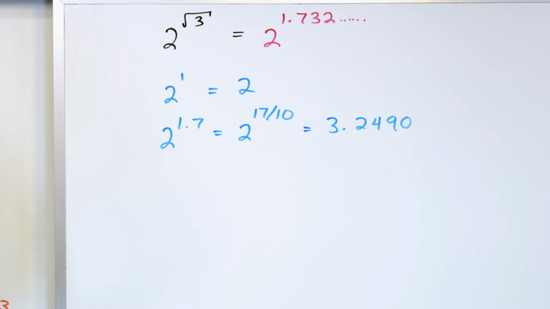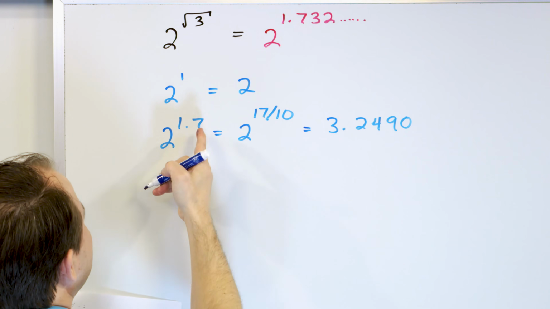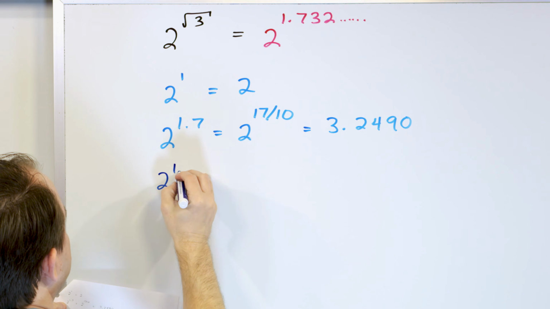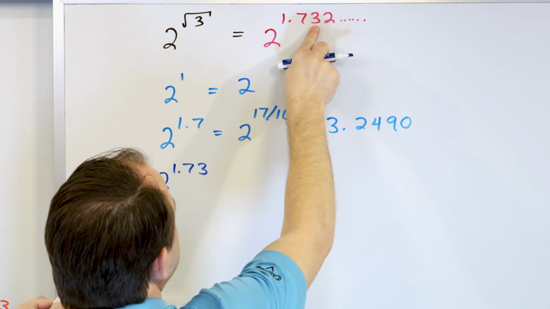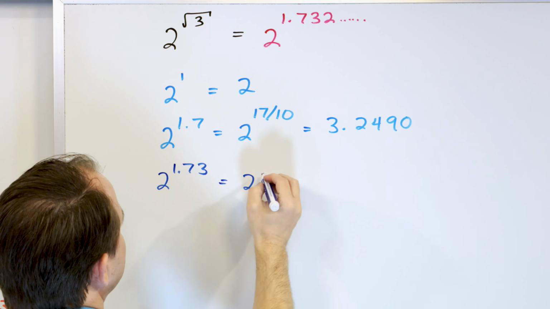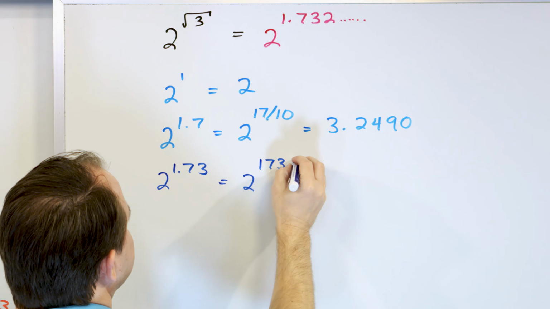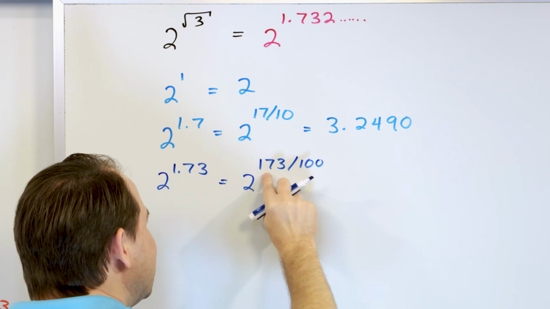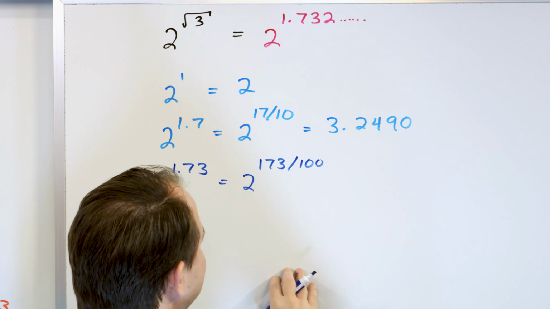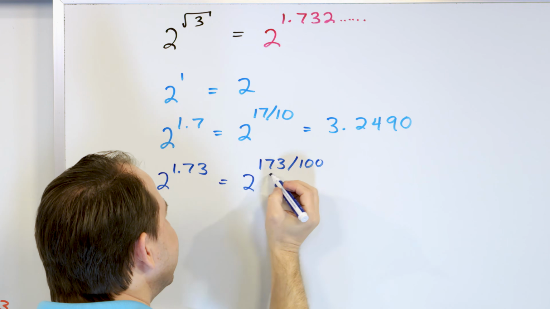All right, let's switch colors, and let's get a little bit closer. Let's get a little closer to the square root of 3, 1.73. We took one more of the decimals here. How would we calculate this? It would be 2 to the 173 divided by 100. Now this is again a gnarly, very ugly fractional exponent, but again, 2 to the 173 power.